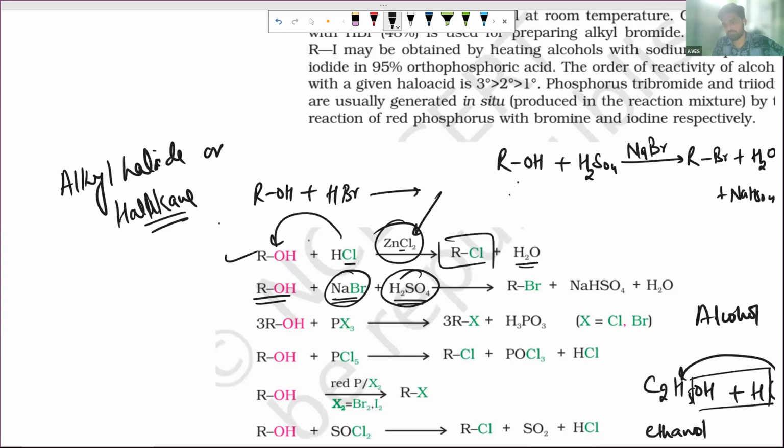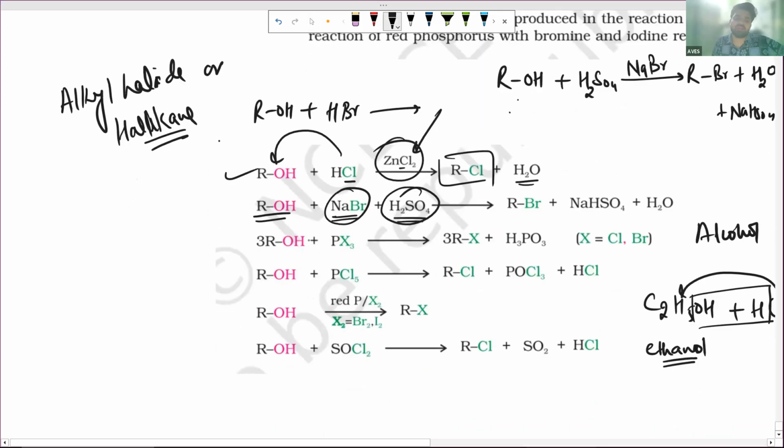Got it? The next one is ROH when it reacts with PX3. X means a halogen. It can be chlorine or bromine, but fluorine should not be there because PX3 with fluorine is not available every time. Fluorine's reaction is so exothermic that it is not available every time.